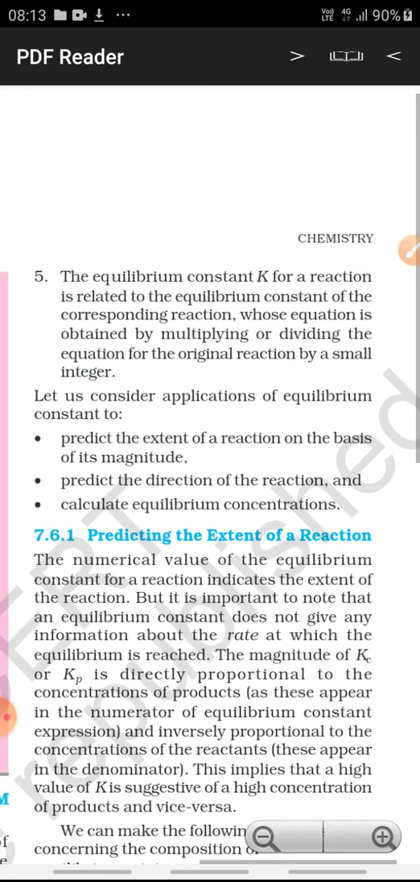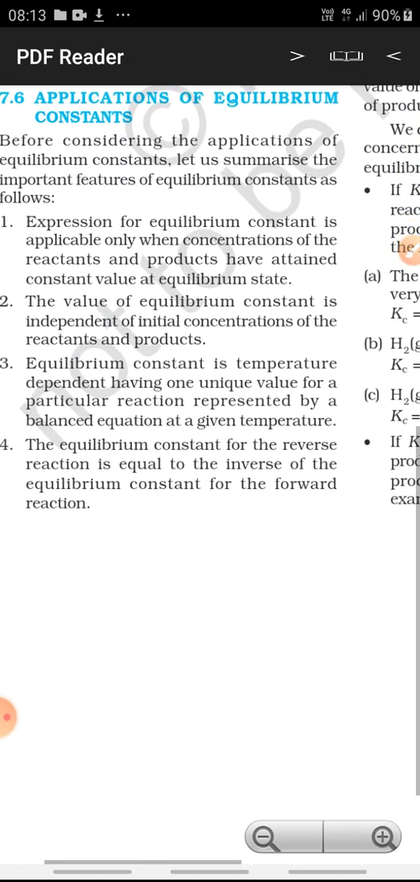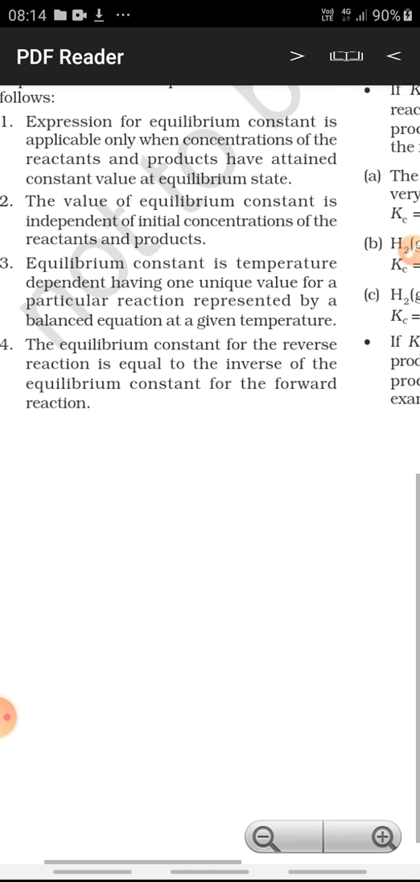Next, the equilibrium constant K for a reaction is related to the equilibrium constant of the corresponding reaction whose equation is obtained by multiplying or dividing the equation of the original reaction by a small integer. That means we can calculate the value of the equilibrium constant Kc from different reactions in which the final products are the same. So these important characteristics of the equilibrium constant you have to remember.